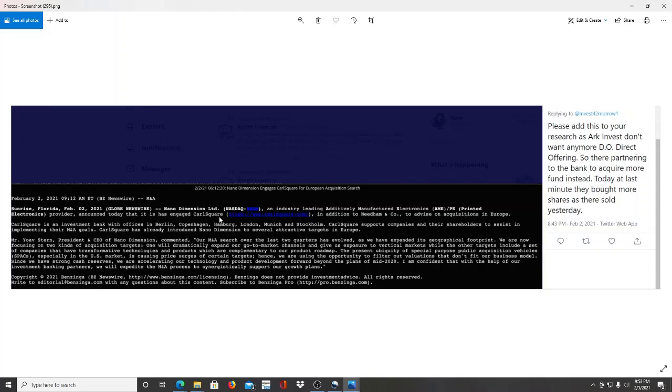And then they're partnering up with Carl Square, that is going to give them the opportunity to go ahead and merge or further expand in Europe, especially how they say that. We want to expand in a geographical footprint to other areas and go into vertical markets, go sideways all around the world, which is pretty cool. And today at last minute, ARK Invest bought. Yes, they bought yesterday and they're selling today.